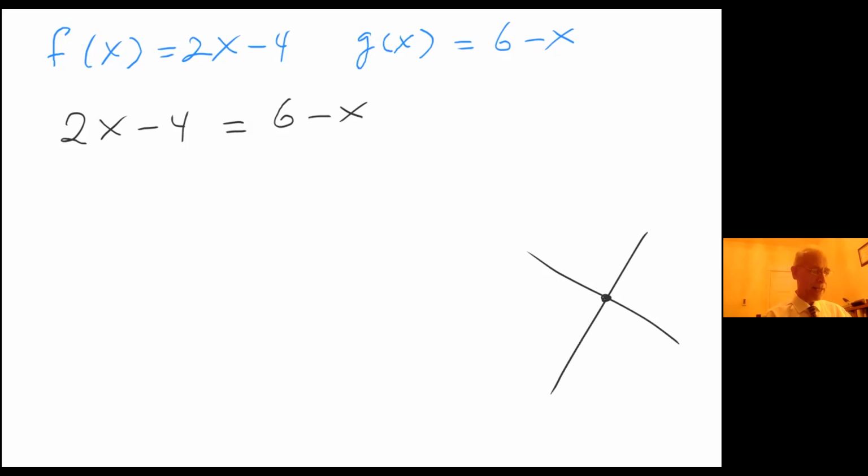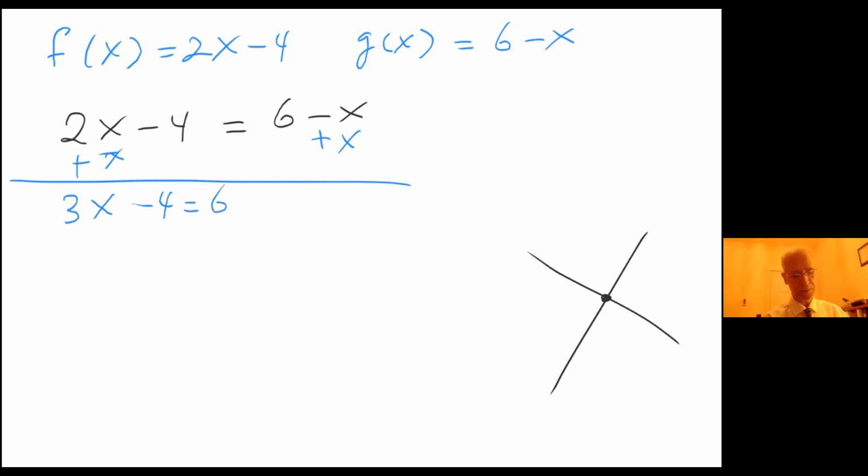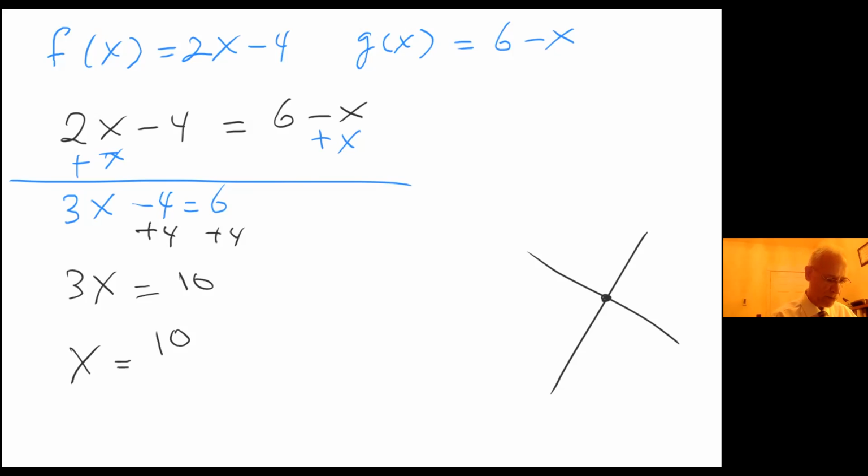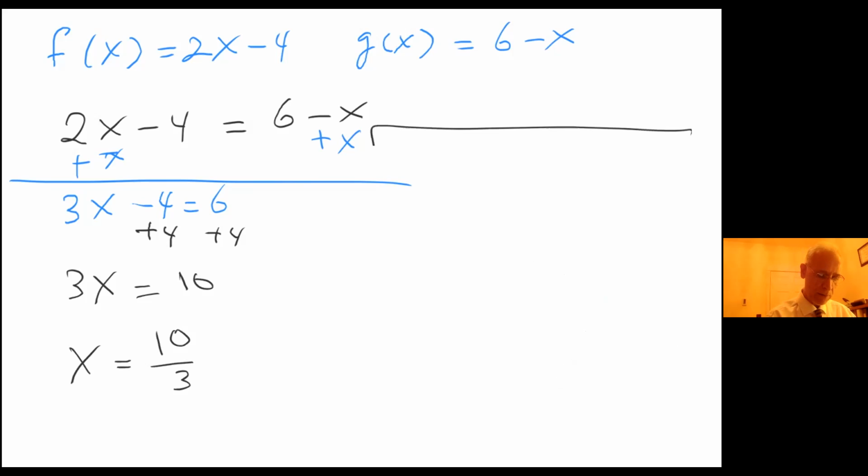So now I'm going to add x to both sides of this equation. So I get 3x minus 4 equals 6. Add 4 to both sides of this equation, and that gives me 3x equals 10. And x equals 10 over 3. Okay, now I want to find the value of y.